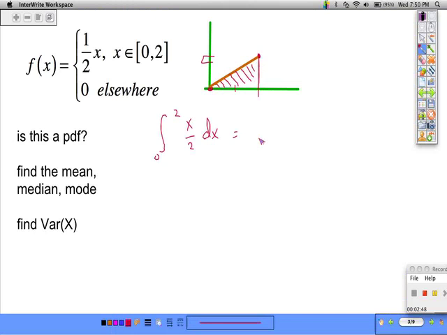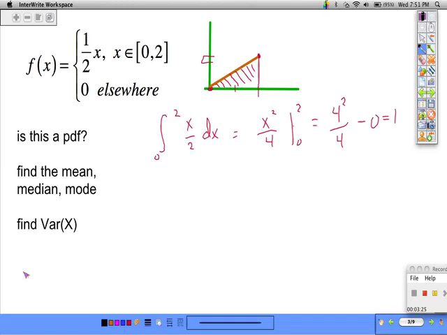This is equal to x squared over 4 evaluated from 0 to 2. And this area under the curve is equal to 1. We could take a geometric approach with this particular function because the area is just a triangle. But now we need to find the mean, the median, and the mode.